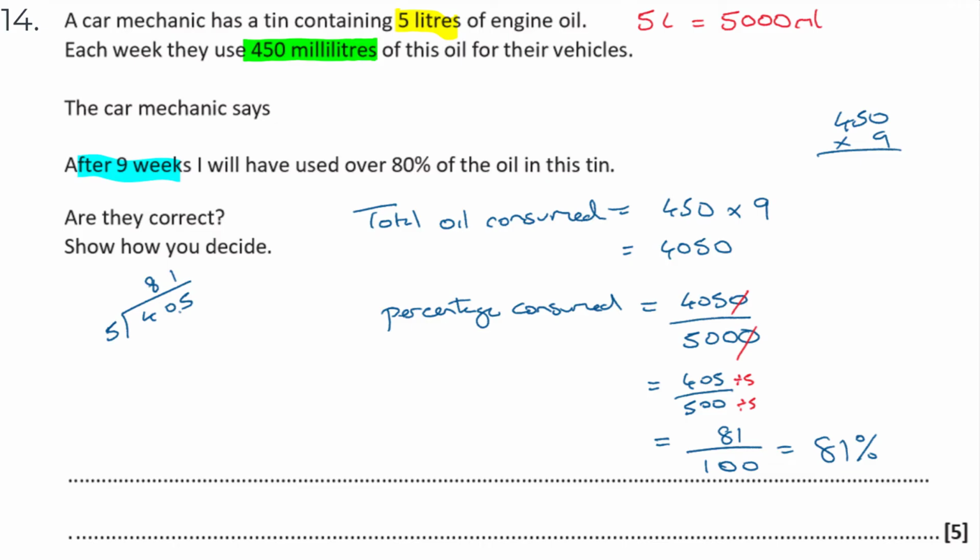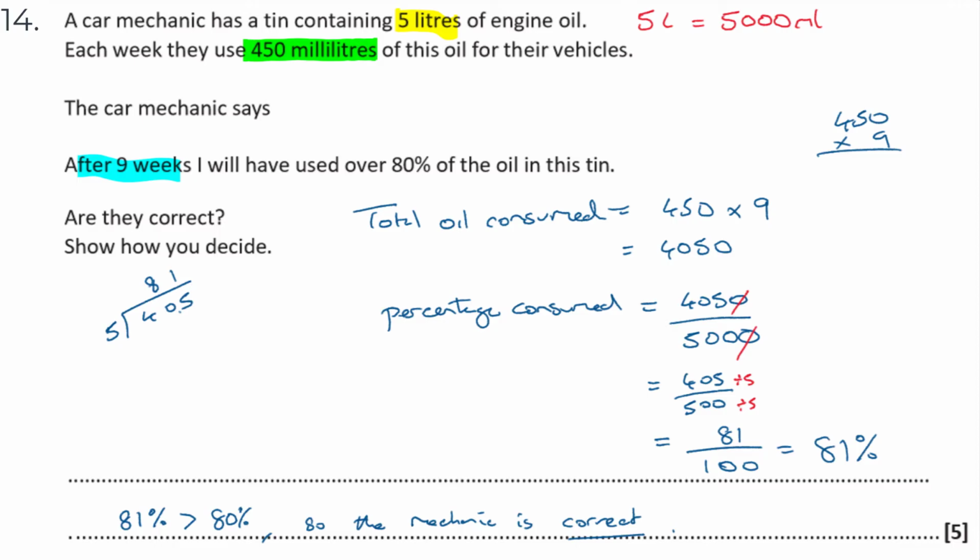So that's 81%. So after 9 weeks, I have used over 80% of the oil in this tin, said the mechanic. Is the mechanic correct? Yes, we've used 81%, which is over 80%. So I can say 81% is greater than 80%, so the mechanic is correct.